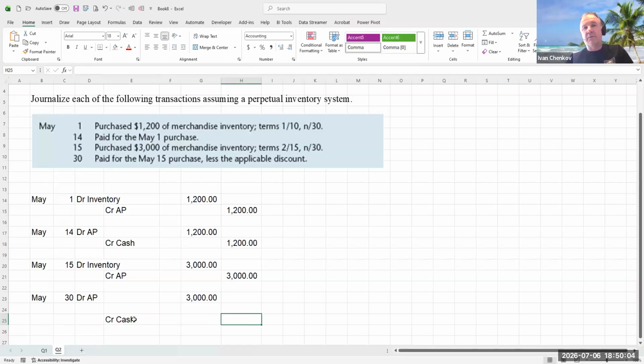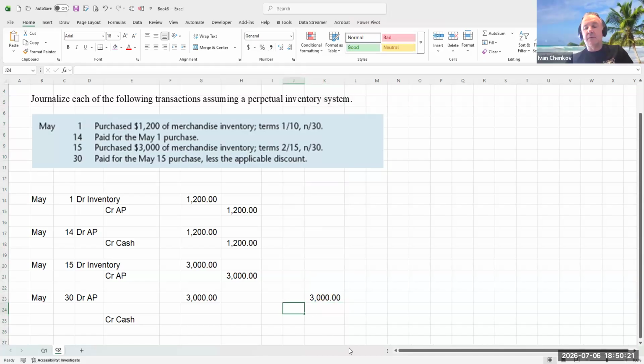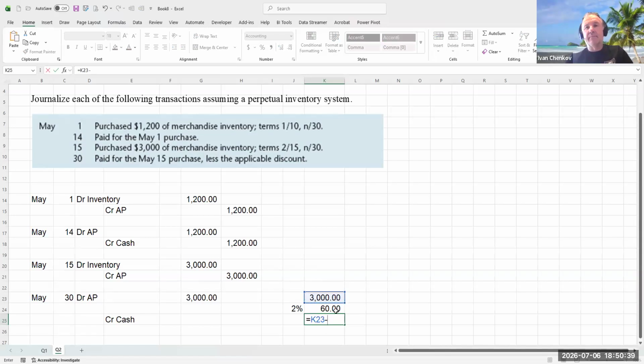Now the cash that we're going to pay will be less. Cash will be, we're not going to pay $3,000. We're going to pay $3,000 less 2%. $3,000 and we're going to deduct 2%. So it's going to be $3,000 times the 2%, that's going to give us exactly $60. So we're going to pay $3,000 less $60, so our payment will be $2,940. That's our payment.